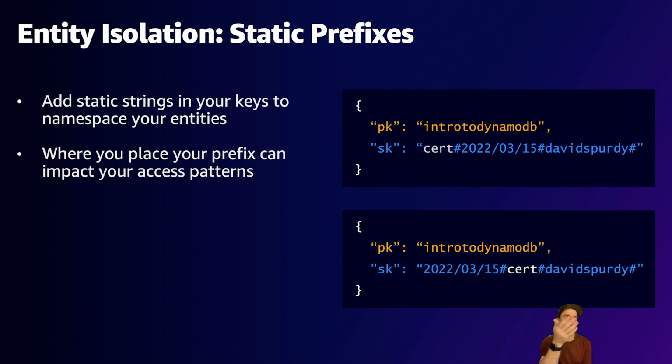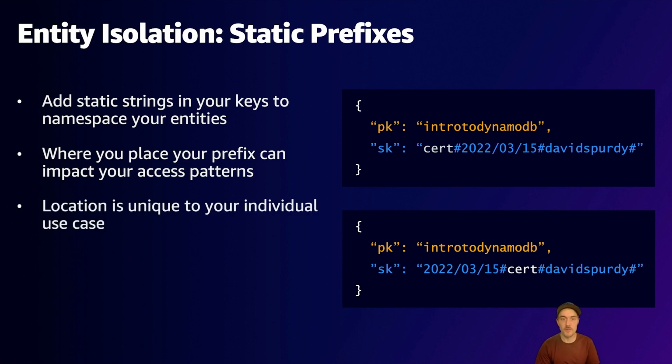If I want to find one thing, is it close to another thing that I want to find as well? The further away it is, the harder it is to access it. Maybe that's not a problem for some things because they're unrelated, but maybe it's easier to have them next to each other because you're always trying to look for both at the same time. So the location is going to be unique to your individual use case.